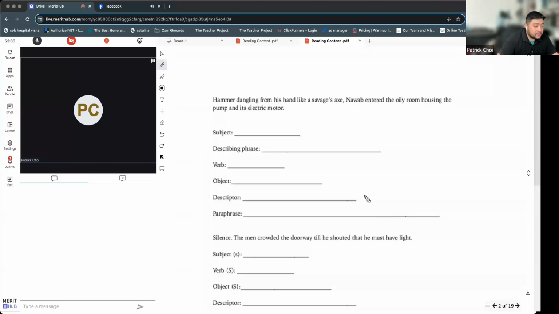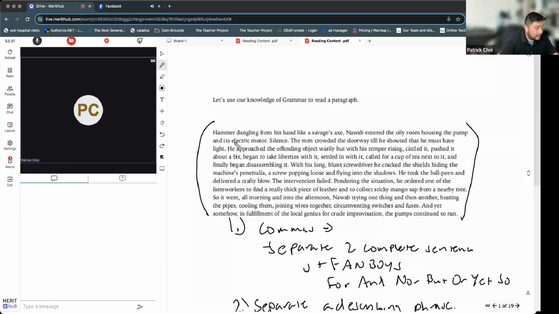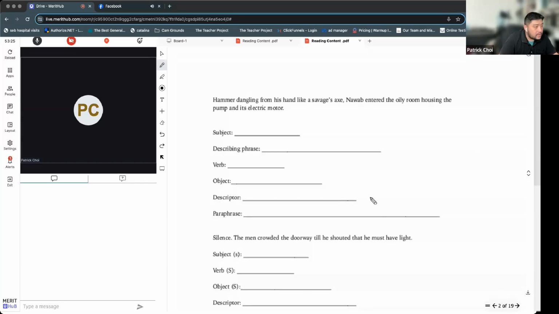The first page, so this is the first sentence that we see: "Hammer dangling from his hand like a savage's axe, Nawab entered the oily room housing the pump and its electric motor." We actually parsed out the sentence. Just looking at the sentence, I see this little comma right here. So now this is the second reason, to separate a describing phrase from the main sentence.